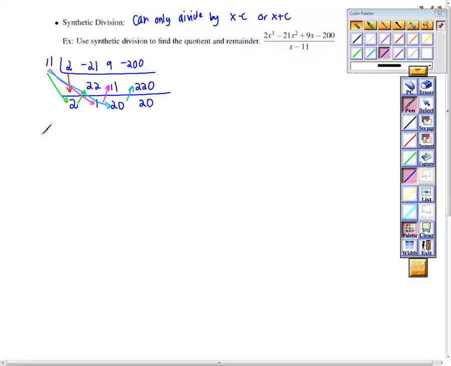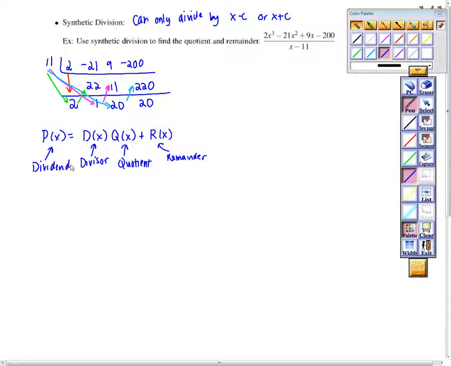So remember that your form is, you have a polynomial, p of x, it's equal to d of x times q of x plus r of x. The d of x is the divisor. Q of x is the quotient. And r of x is the remainder. The p of x is the polynomial on top. Sometimes we call that the dividend. Okay?